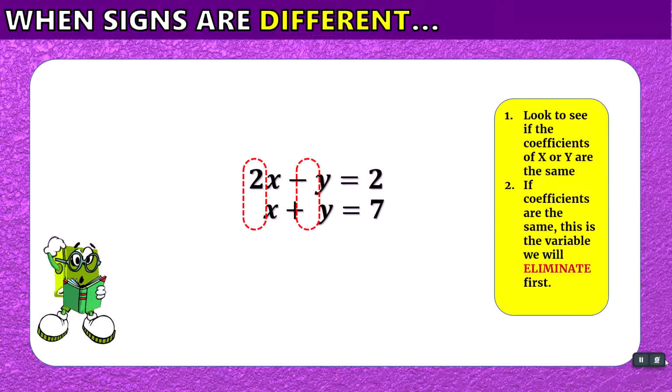The x's contain a 2 and a 1. They are not the same. And the y's contain 1 and 1. I don't see any numbers, but I know that there is a 1 in front of each. And so those are the same. And so we will eliminate the y's.